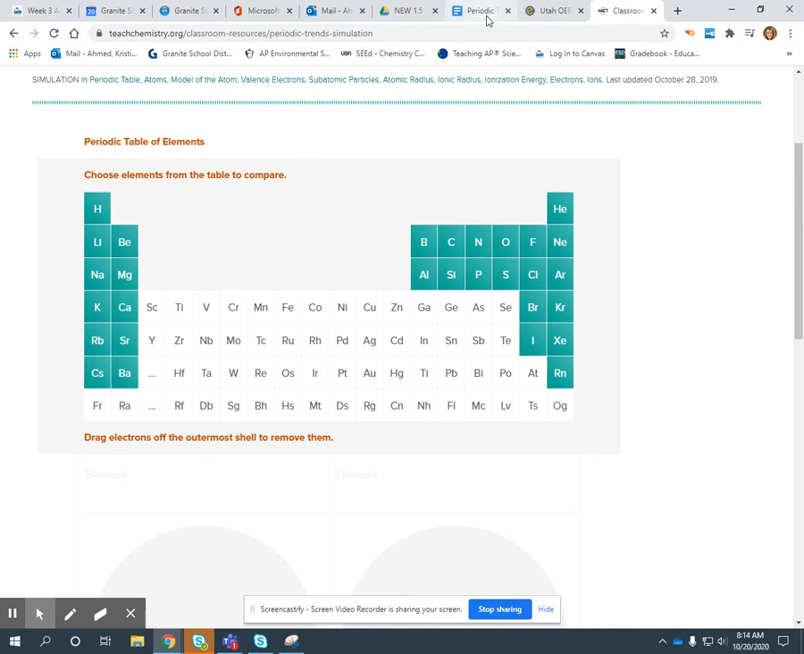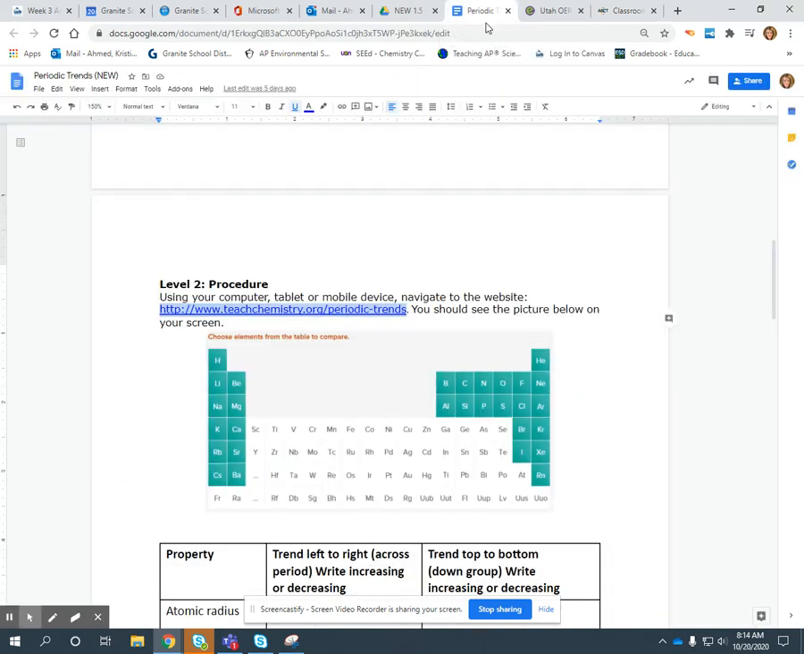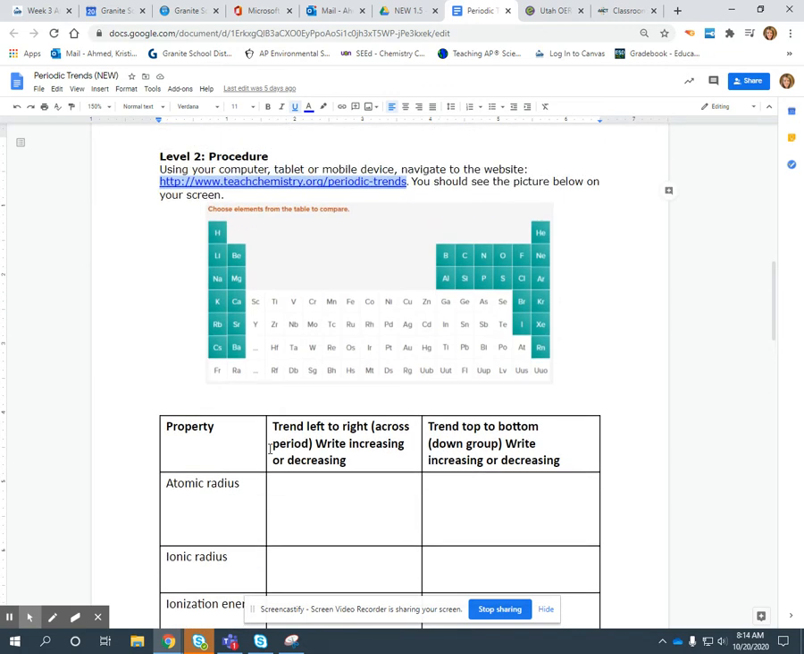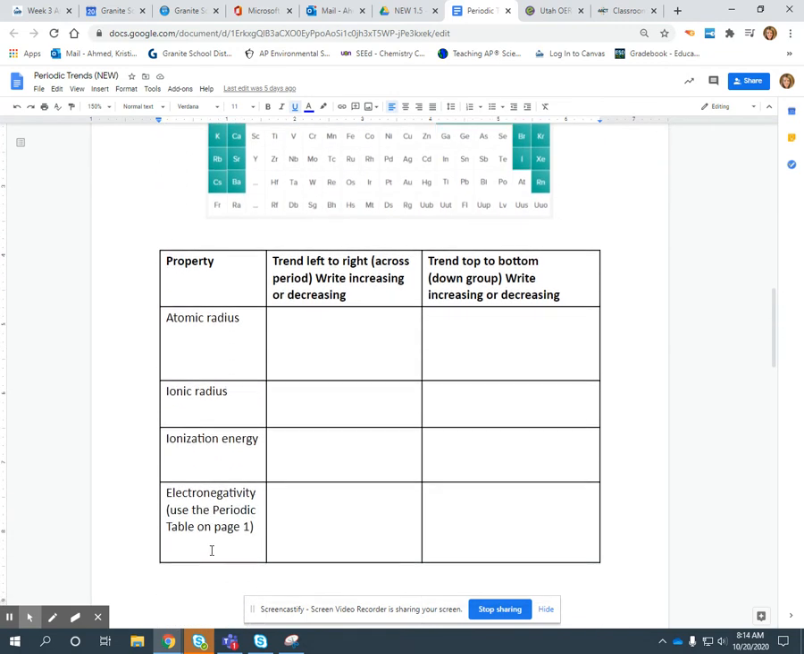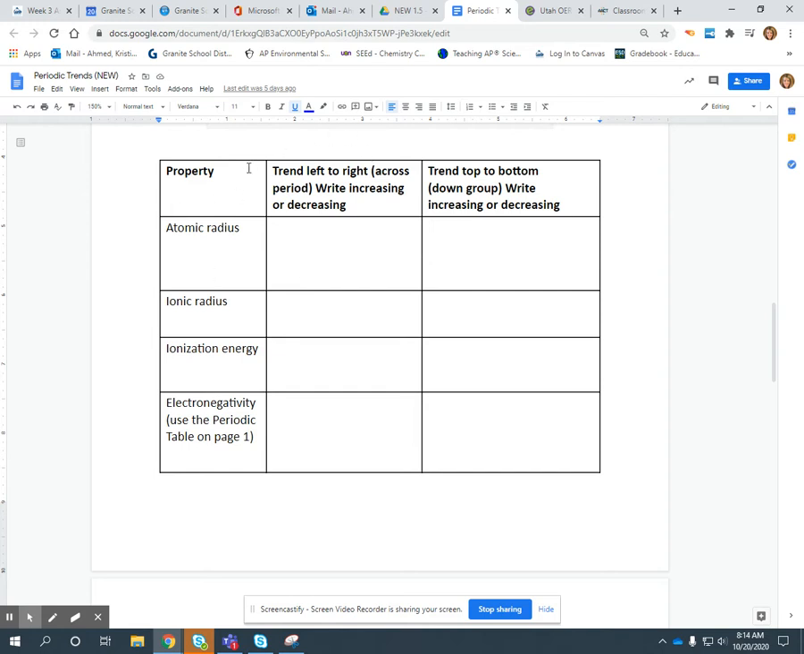Okay, so let's look at the instructions on our Google Doc. It says, using your computer, navigate this website. You should see this picture. Now in the table, it's asking you to describe the trend left to right across the period, increasing or decreasing, and the trend top to bottom down each group. Again, you're going to write either increasing or decreasing in the table here.